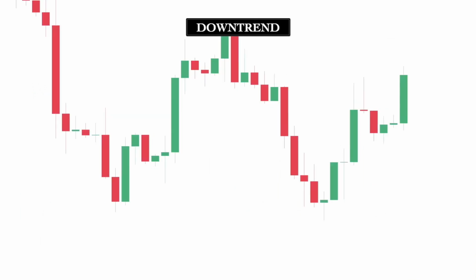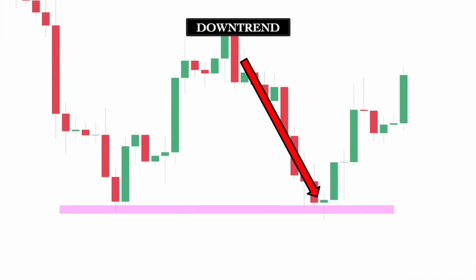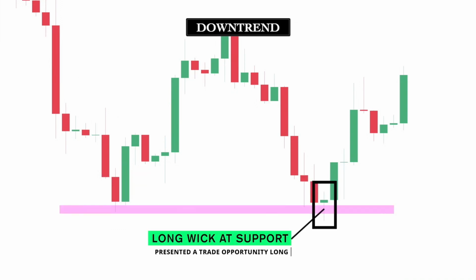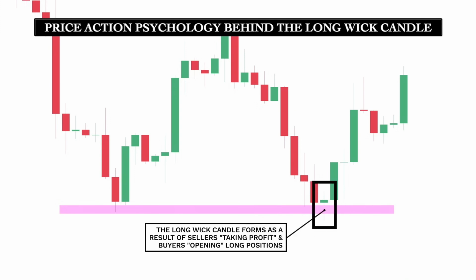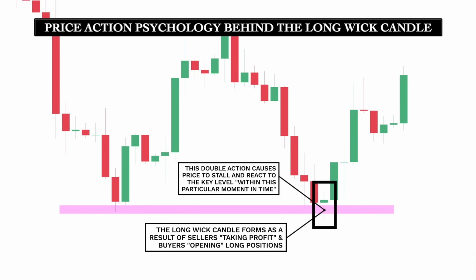Now, going in the opposite direction, price came down, hit, and reversed, giving you a key level of support. As price came back down, you had a perfect long wick candle form at the key level, presenting a trade opportunity long. The psychology: sellers tried to push the price lower, but failed to close it out with momentum. The candle forms as sellers take profit and buyers step in, signaling potential reversal.